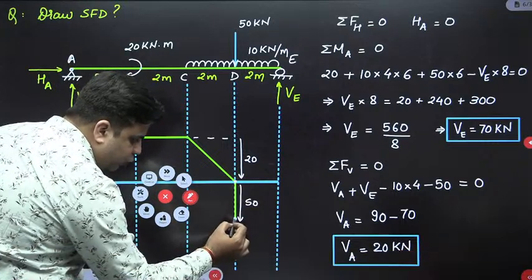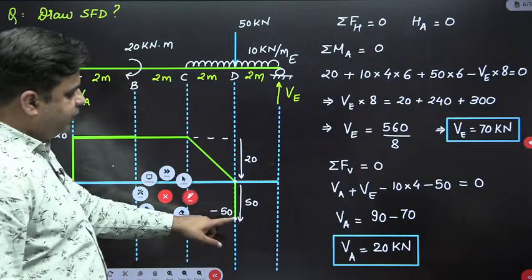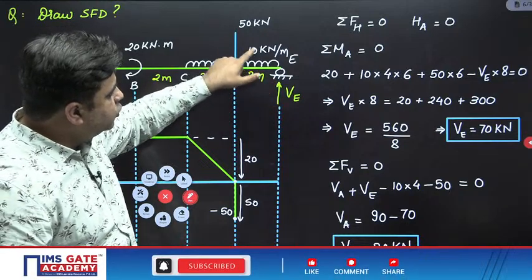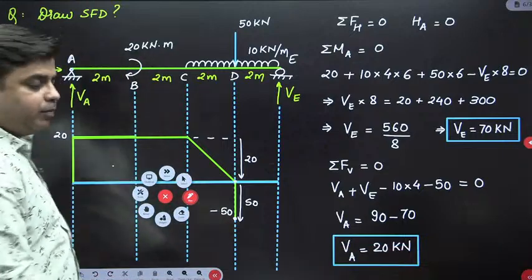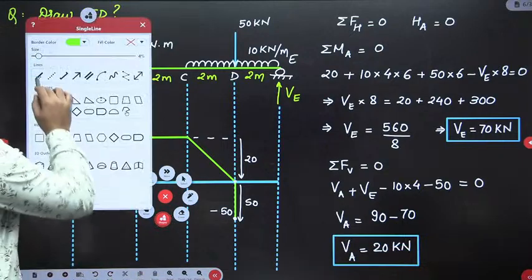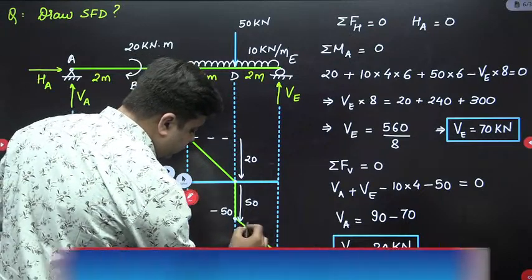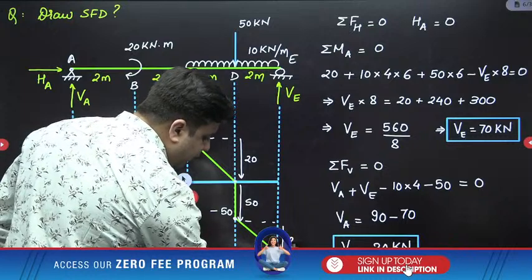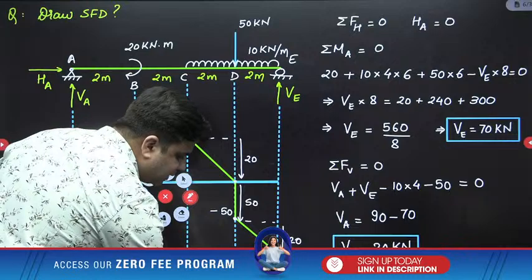So shear force at this point will be minus 50. And then between point D and E, you have a downward acting UDL whose magnitude is 10 into 2. So again you need to move linearly down by the amount of 10 into 2. This is the downward movement of 10 into 2. Check this out. This is minus 50 and again you need to move down by the amount of 20. So the value of shear force at this point will be minus 70.